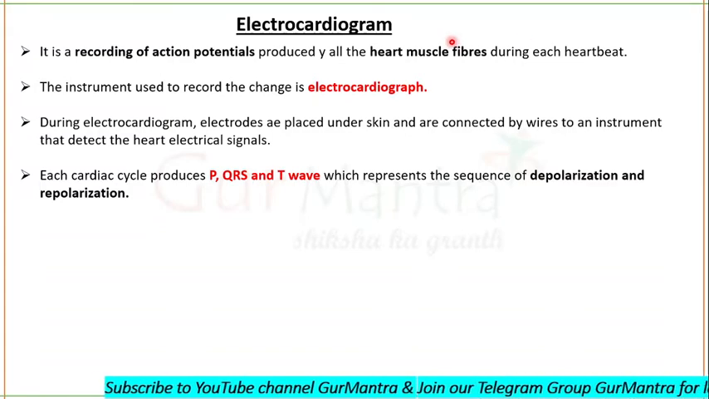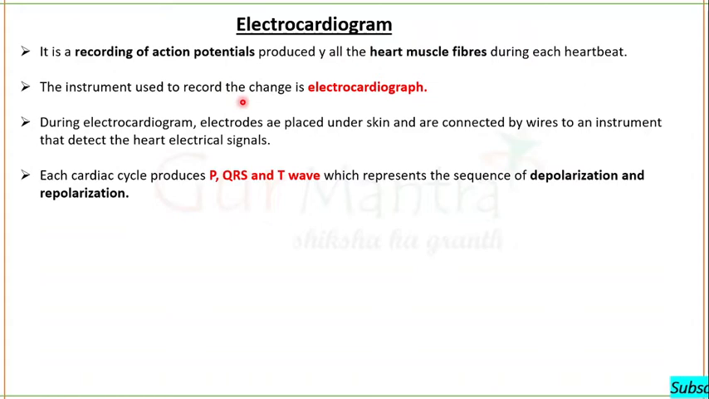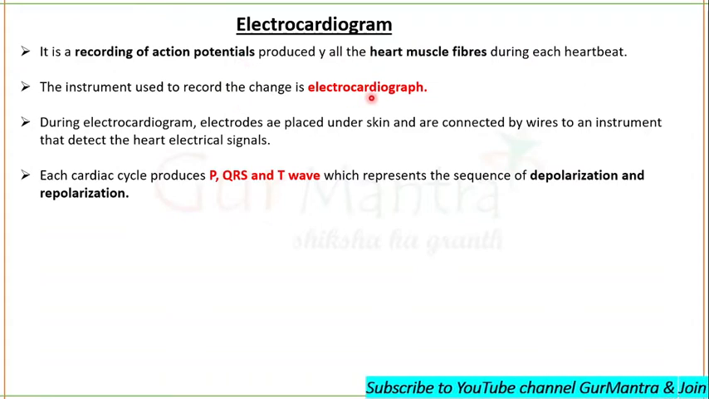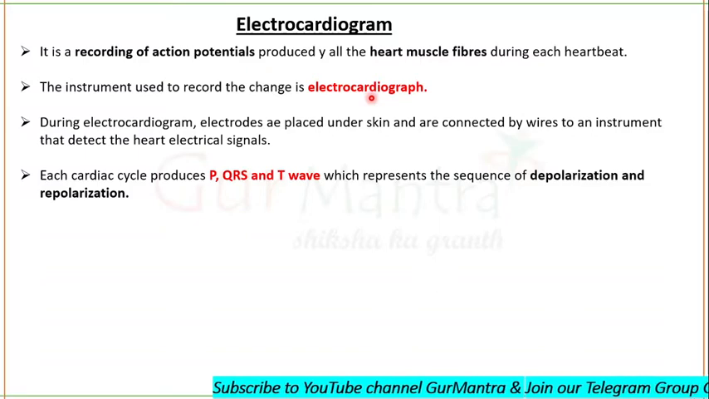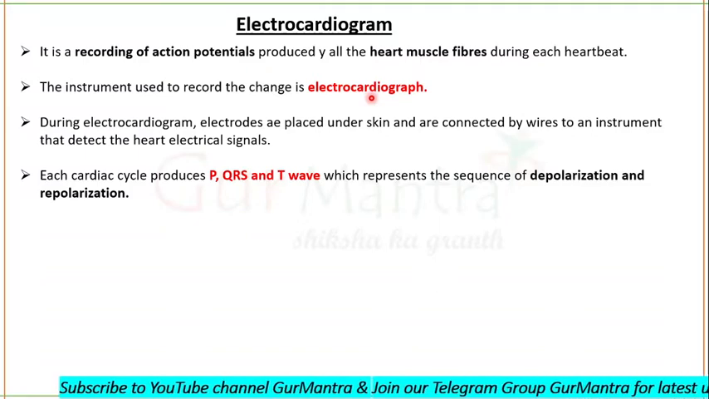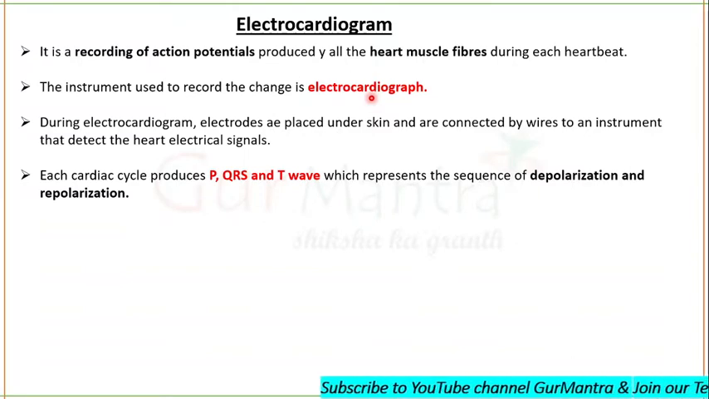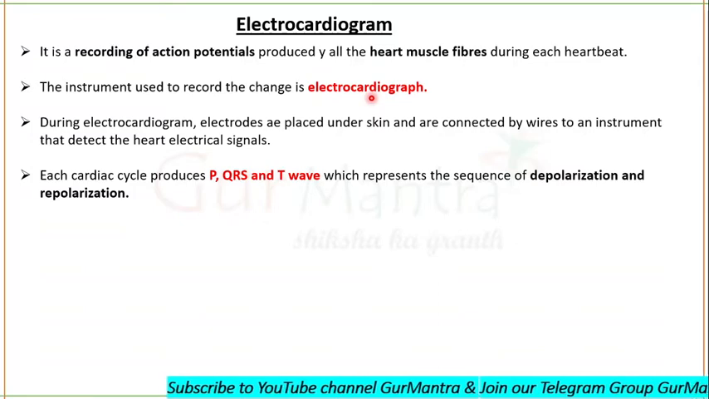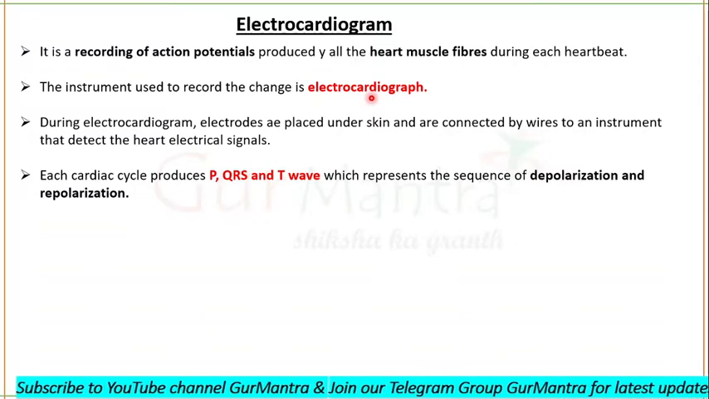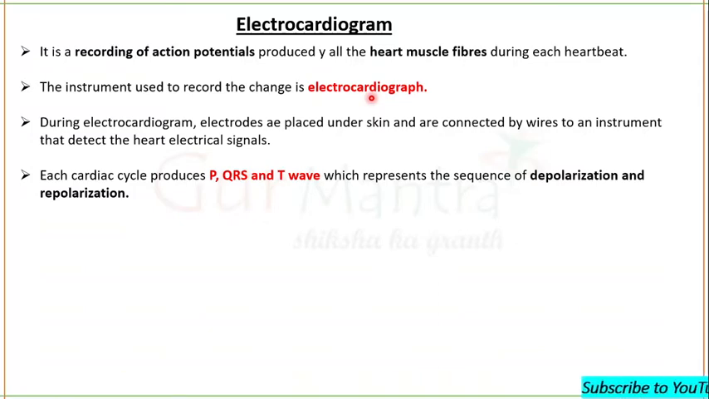Okay, the instrument which is used to record this action potential is the electrocardiograph. Sometimes we get confused between electrocardiogram and electrocardiograph, because we consider the electrocardiograph to be the recording in which we see the graph, and the electrocardiogram to be the instrument. But it's not like that. The electrocardiogram is the recording, and the electrocardiograph is the instrument.